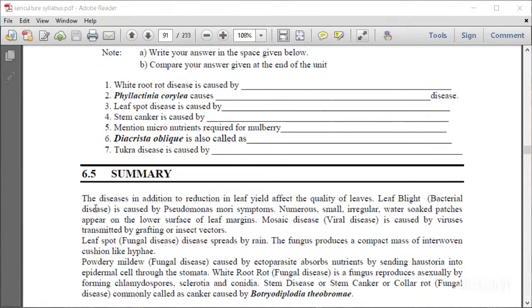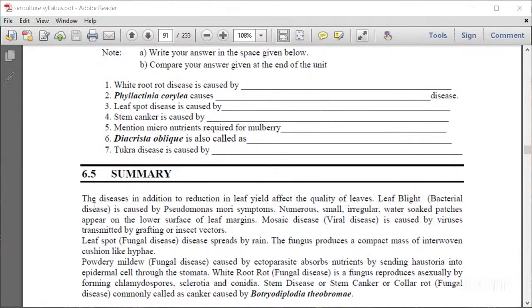And stem canker is caused by Botryodiplodia theobromae. Mention the micronutrients which are required for mulberry plant growth. Just now we discussed nitrogen, potassium, phosphorus, calcium, sulfur and zinc. Diacrisia obliqua is also called the Bihar hairy caterpillar. Tukra disease is caused by Maconellicoccus hirsutus.